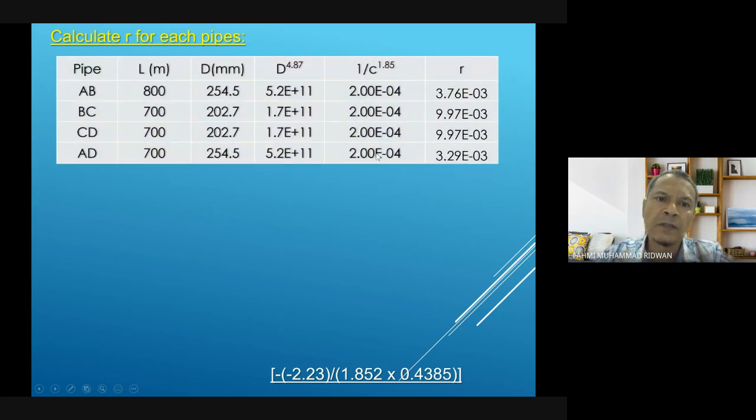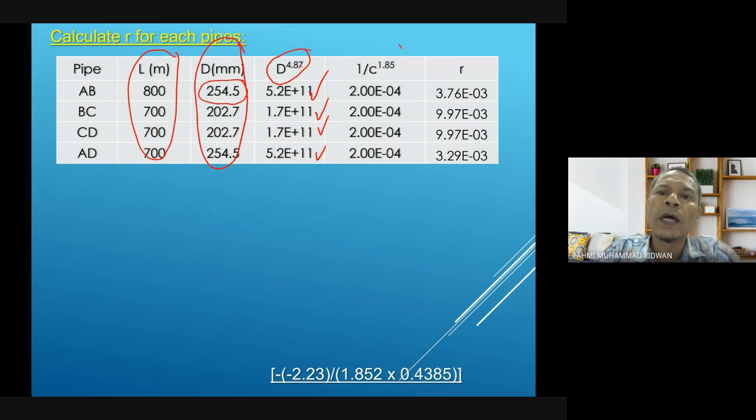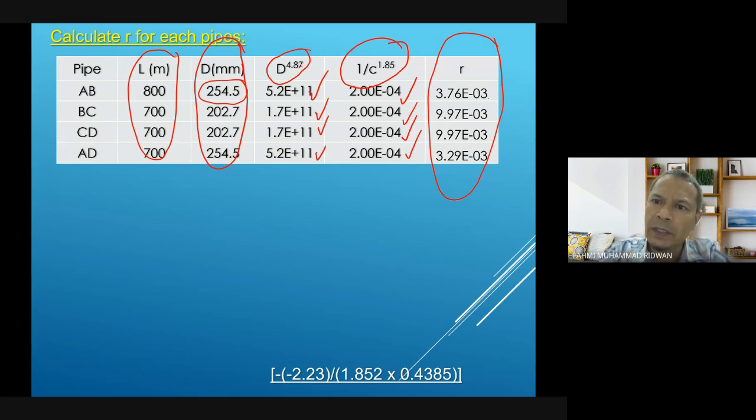So the first step, we list out the length and the diameter, because all of this we should apply in the Hazen-Williams formula. In the Hazen-Williams formula we find this factor, d power 4.87, where d here is in millimeter. After we do the power of 4.87, we obtain this value respectively. Similarly for 1 over C power 1.85, C value is 100, so 1 over 100 power 1.85. So we obtain this value. And R is according to the Hazen-Williams formula. So all of this is calculated and listed out in the table.